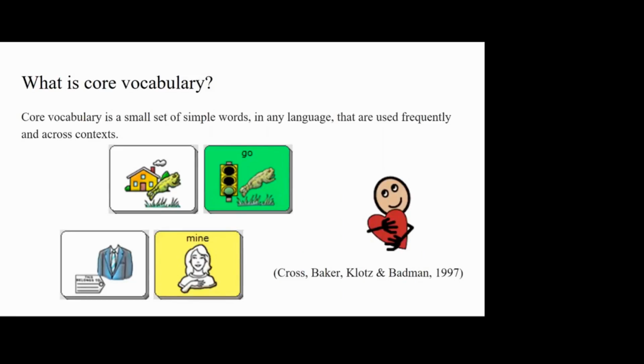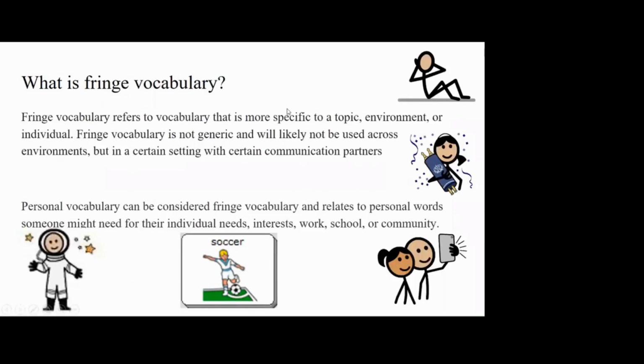All right, so what is core vocabulary? Core is a small set of simple words in any language, right, that are used across context. So words like go or mine. And this is defined by Bruce Baker and Russell Cross in a study in 1997. And fringe refers to vocabulary that is more specific to a topic, environment, or individual, right? So fringe vocabulary is not generic and will likely not be used across environments, but in a certain setting with certain communication partners. Okay, so like astronaut or soccer or selfie, or Hanukkah, or sit-up. Personal vocabulary can be considered fringe and relates to personal words someone might need for their individual needs, interests, work, school, or community.